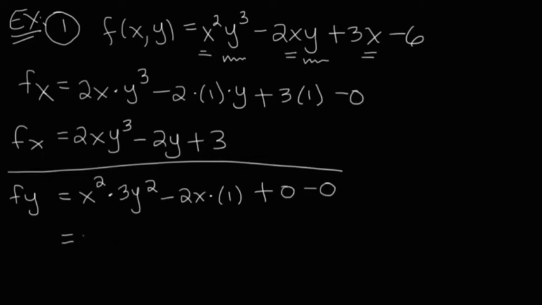Now simplifying, I get 3x squared y squared. I bring the 3 to the front, it just looks a little bit nicer. And then minus 2x, and that is your partial with respect to y. So there's the partial with x and then with y, and that's it.